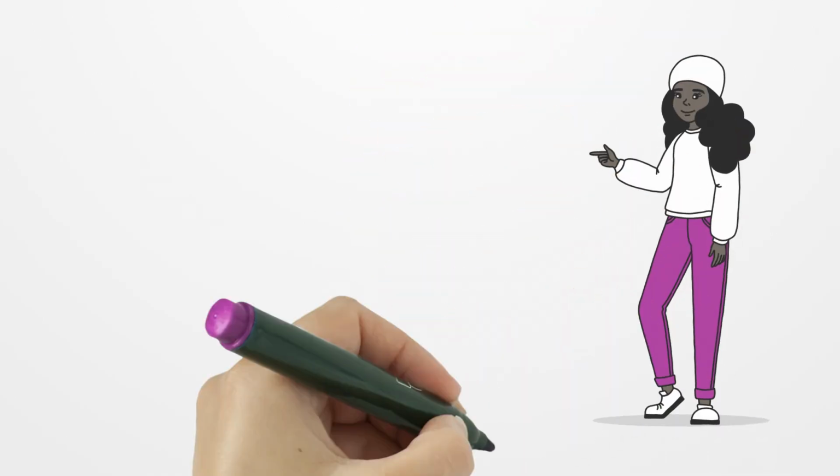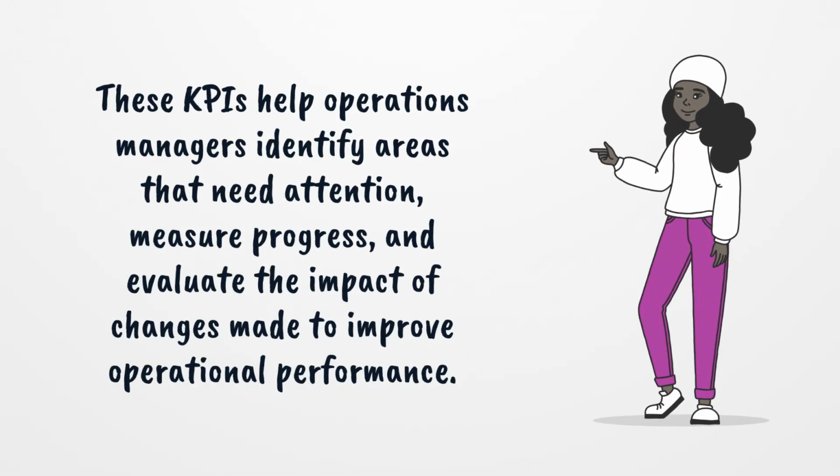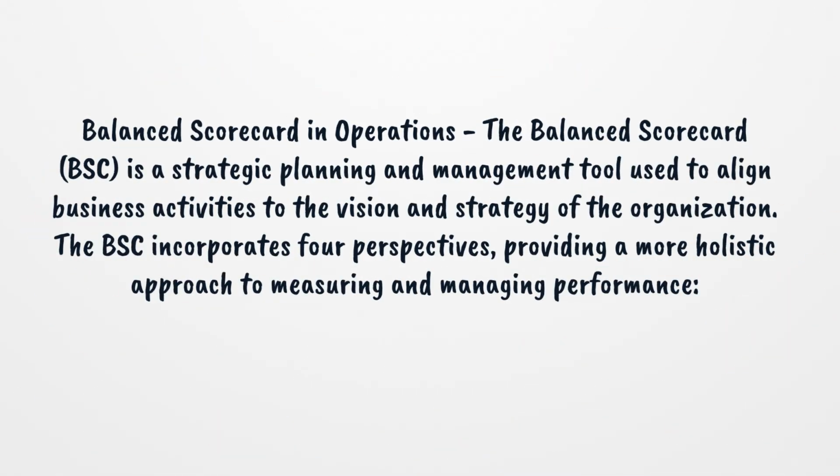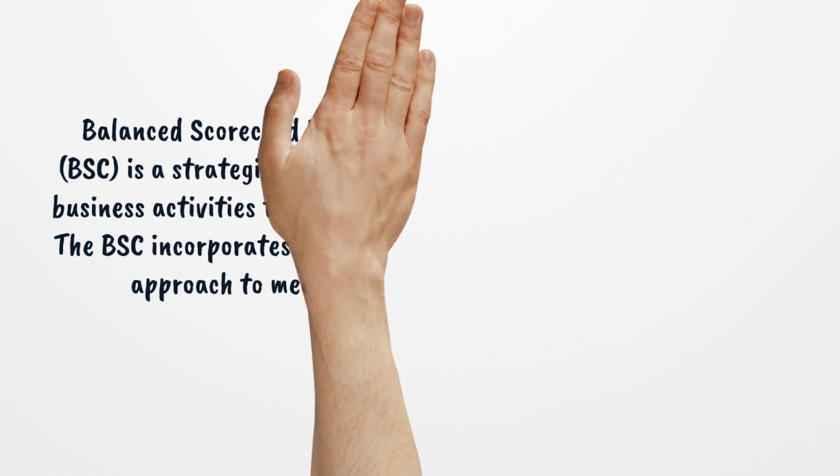These KPIs help operations managers identify areas that need attention, measure progress, and evaluate the impact of changes made to improve operational performance. Balanced scorecard in operations. The Balanced Scorecard, BSC, is a strategic planning and management tool used to align business activities to the vision and strategy of the organization. The BSC incorporates 4 perspectives, providing a more holistic approach to measuring and managing performance.